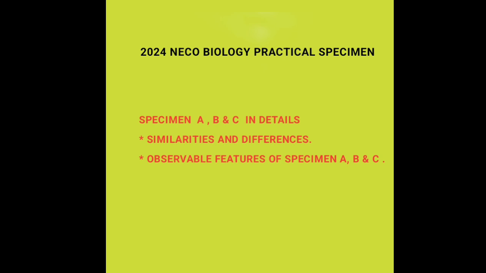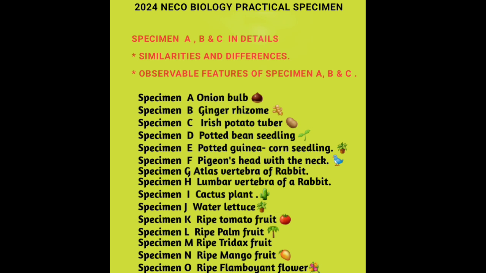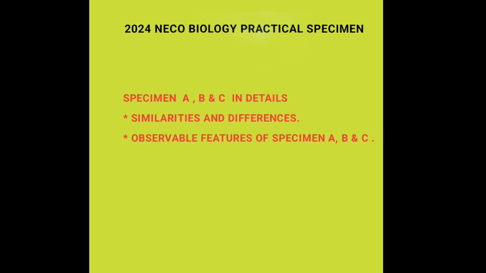I'm here to give you in detail the similarities between specimen A, B and C. Remember that A is onion, B is ginger and C is what? Irish potato. So here are some differences between Irish potato and ginger. Now this is how you state it. Number one, under Irish potato you have it probably in a tabular form, it will be better.